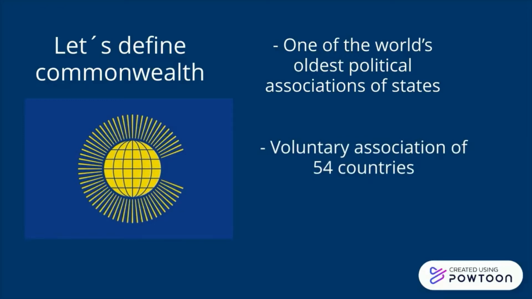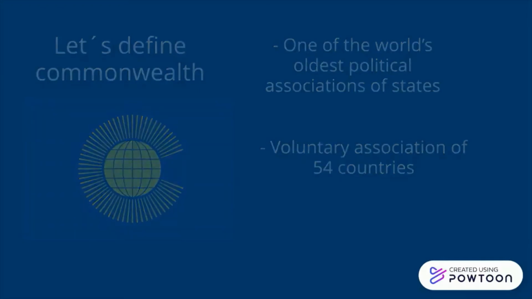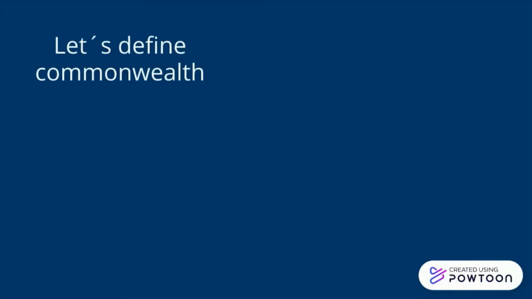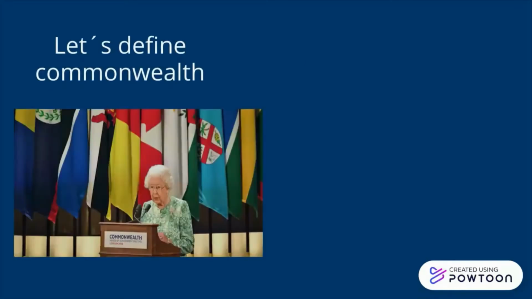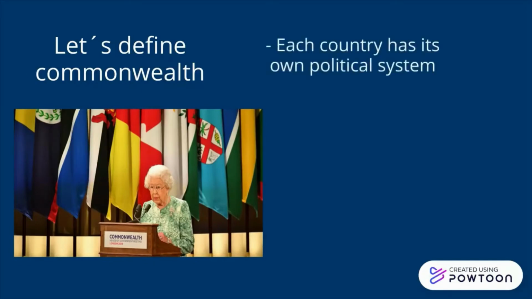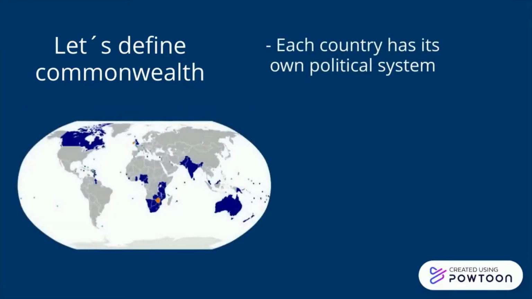Most of these territories once belonged to the dominions of the British Empire, with the exception of Mozambique and Rwanda, which were never colonies of the British Empire. These countries recognize Queen Elizabeth II of the United Kingdom as the leader of the Commonwealth. Each country is independent and has its own political system, although some such as Canada or Australia still maintain a link with the British monarchy.